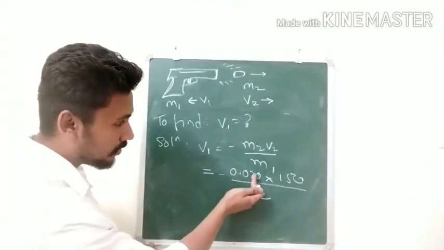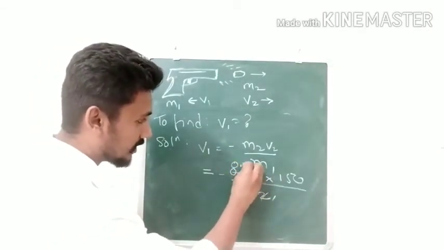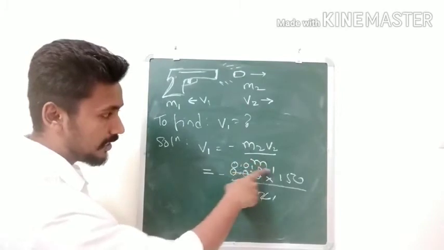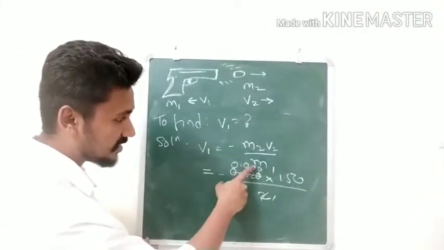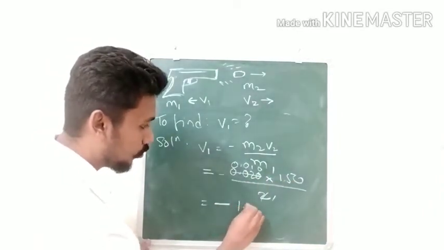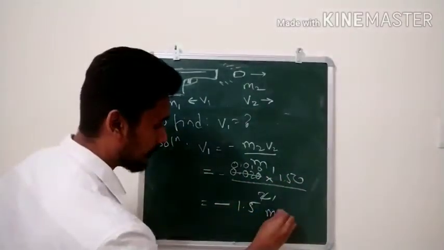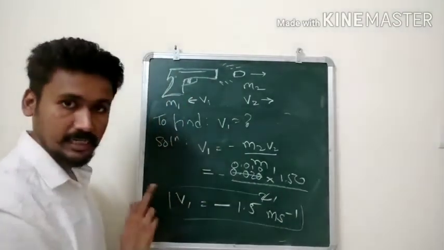You can see 0.020 by 2. Very easily you will get the answer as 0.010, and 0.010 into 150. All you have to do is simply shift a decimal. So 1, 2 will shift a decimal. You will get the answer as minus 1.5 meter per second. This is recoil velocity of the gun.